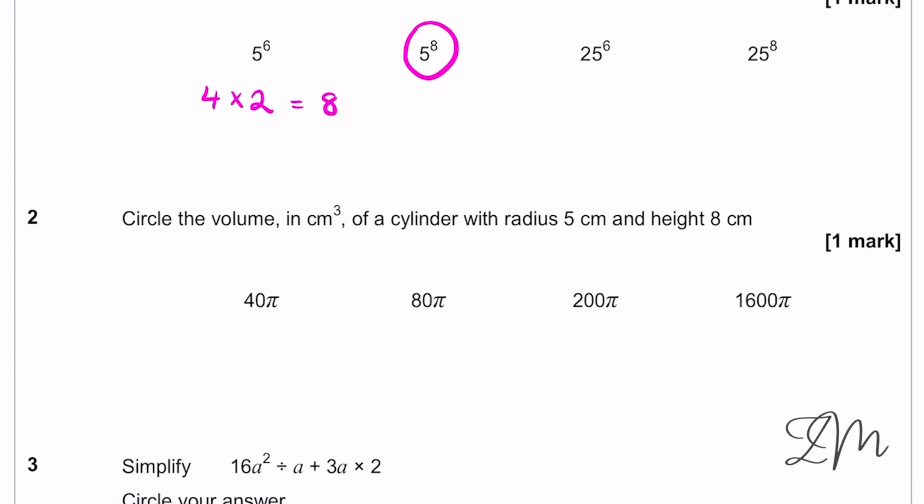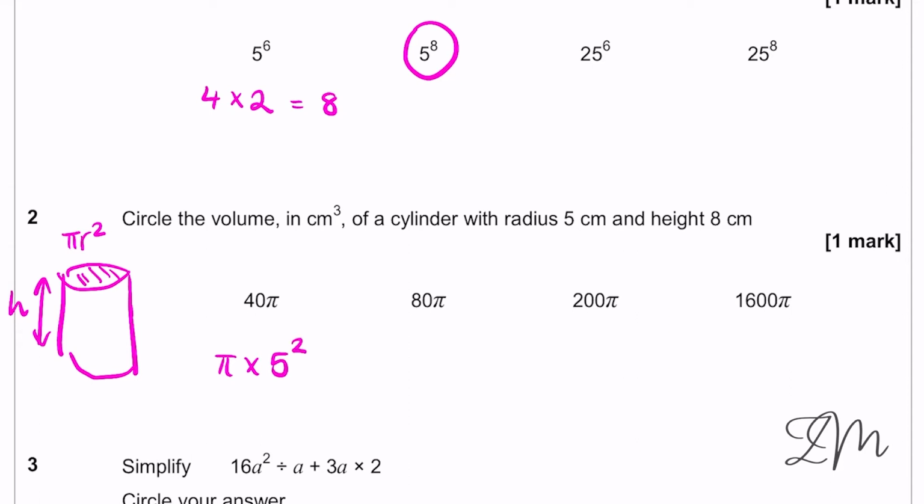Then we've got to circle the volume in centimetres of a cylinder. So let's think about a cylinder. Here's a cylinder. You've got your cross-sectional area up here, which is a circle, which is pi r squared, multiplied by the height, which is h. So we've got pi times 5 squared times h. 5 squared is 25, so we've got pi times 25 times 8. We know that 4 25s make 100, so 8 25s will make 200. So we've got 200 pi.